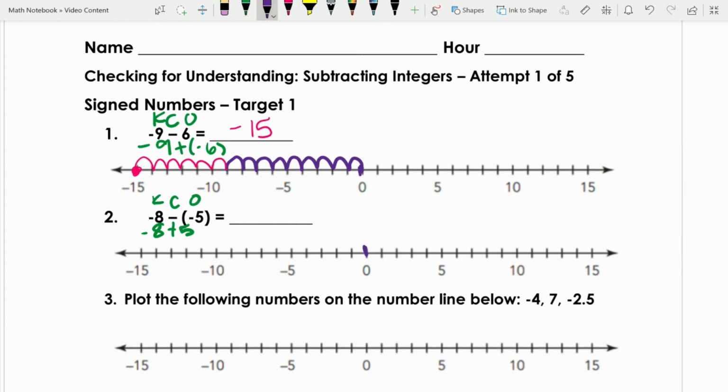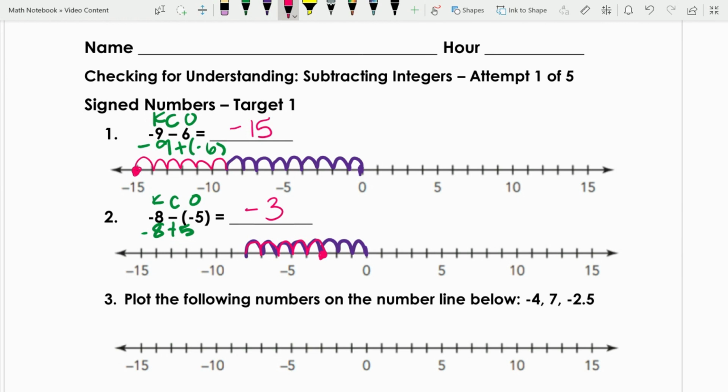I always start at 0. Negative 8 is to the left 8 times. 1, 2, 3, 4, 5, 6, 7, 8. From that point, I'm going to move 5 to the right for positive 5. So 1, 2, 3, 4, 5. And I end up at negative 3. Okay, so that's the target.